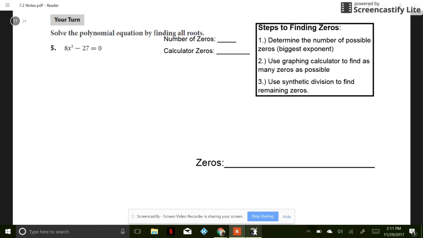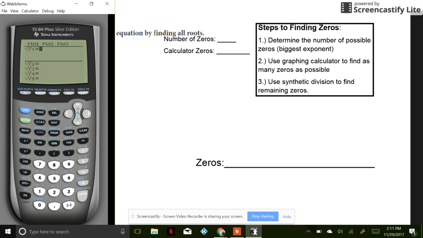So let's try another one. We've got 8x cubed minus 27. 8x to the third minus 27, and we graph it. So it looks like we're only crossing the x-axis once, and I can already see that it's in between 2 points. So what I'm going to do is draw another line at y equals 0 that represents the x-axis. So you can actually then find that intersection by pressing second trace, 5 will find the intersection.